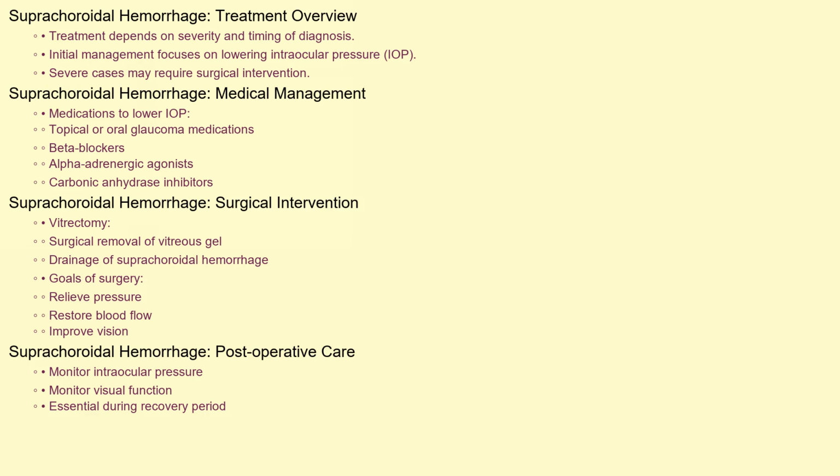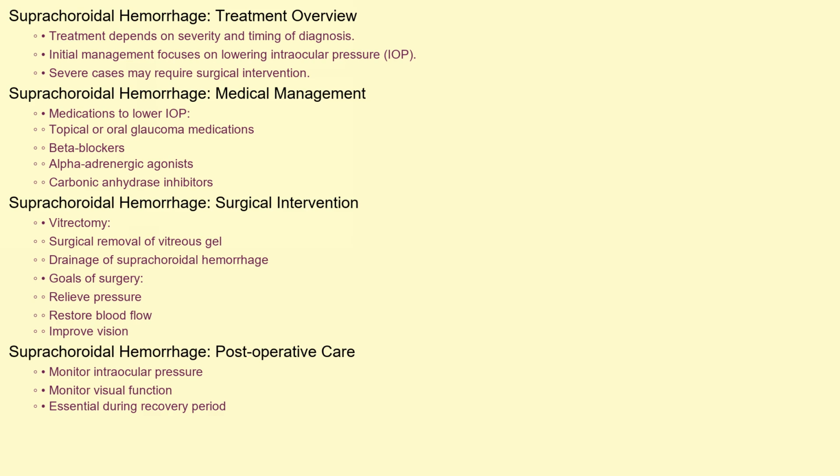Initial management often involves lowering intraocular pressure with medications such as topical or oral glaucoma medications, including beta blockers, alpha-adrenergic agonists, and carbonic anhydrase inhibitors. In severe cases, surgical intervention may be necessary.